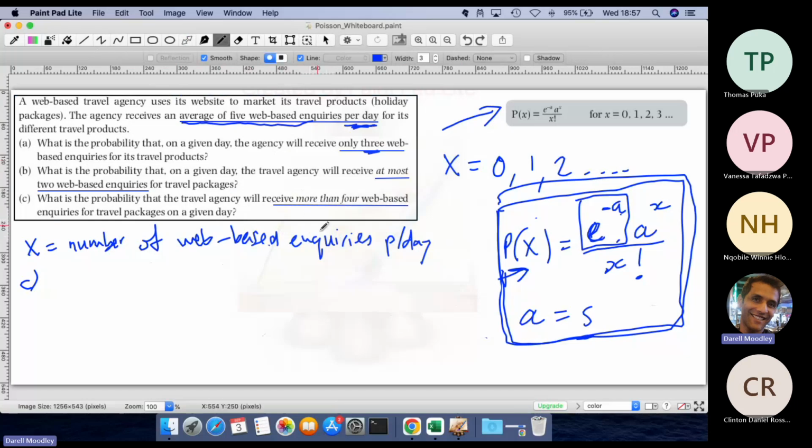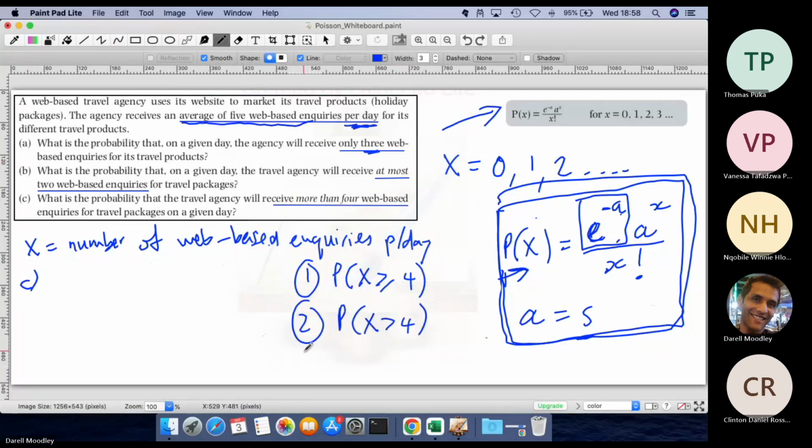So mathematically, if I had to express question C, which of these options would you select? I'm going to write 3 options there, and you need to tell me in the chat which one you would select. Would I select option 1, probability X greater than or equal to 4? Would I choose option 2, probability X greater than 4? Or would it be option 3, probability X less than 4? Which one do you choose? Option 1, 2, or 3?